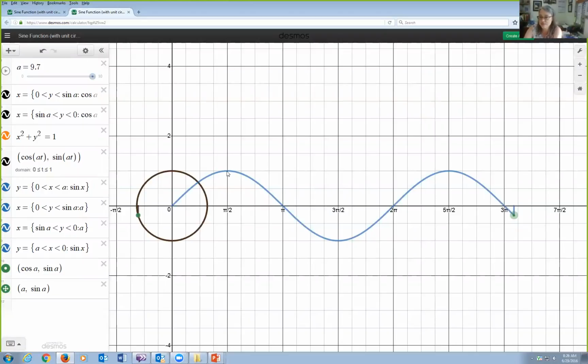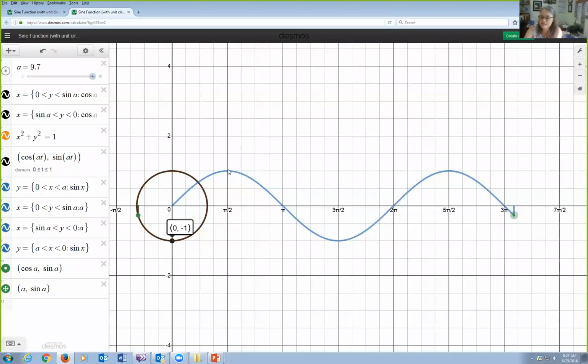Now, think back to the unit circle, and we know that negative pi over 2 is going to be down here, right? At 0, negative 1. The sine of negative pi over 2 is negative 1. And sure enough, if we were to graph out the sine function, we get down here to negative pi over 2 and negative 1 on the sine curve.